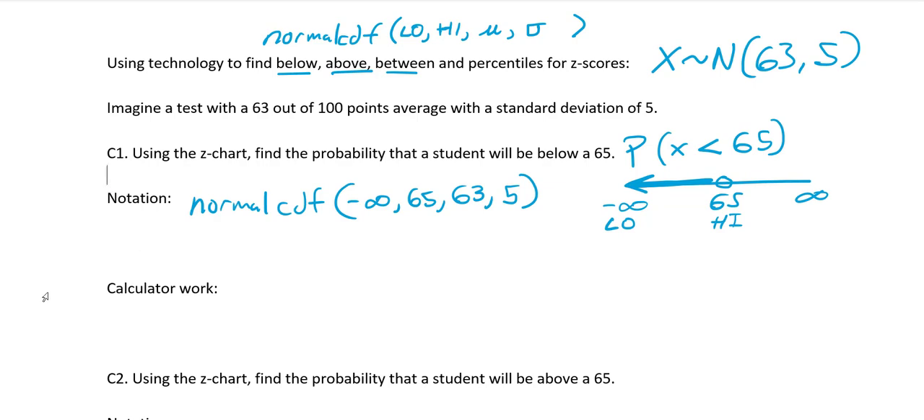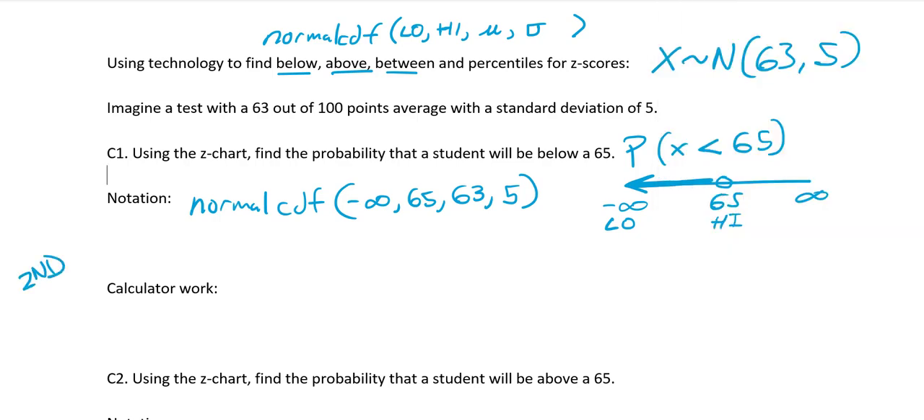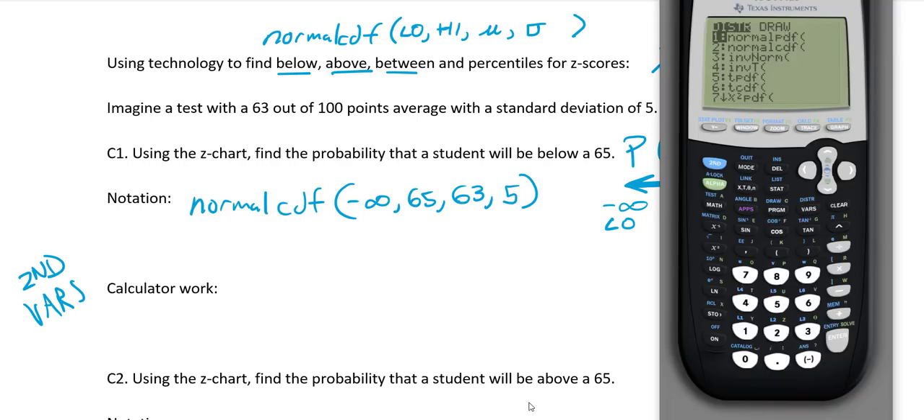Now, the big push here is how do I get negative infinity into the calculator? Well, getting negative infinity into the calculator is going to be a little on the tricky side. So I'm going to turn on my calculator, click the second key, and then click the vars key. So the calculator work, I should say, maybe off to the side here. Second vars. Okay, that's how you get to this screen where you can input your work.